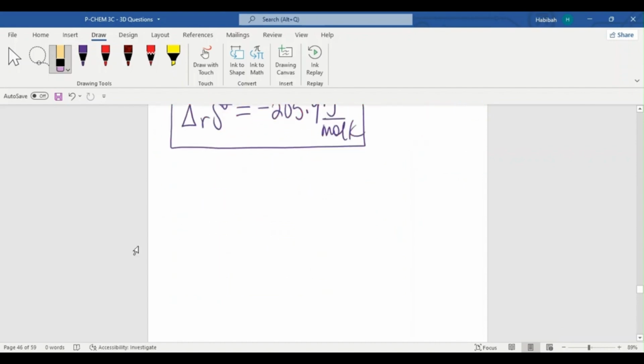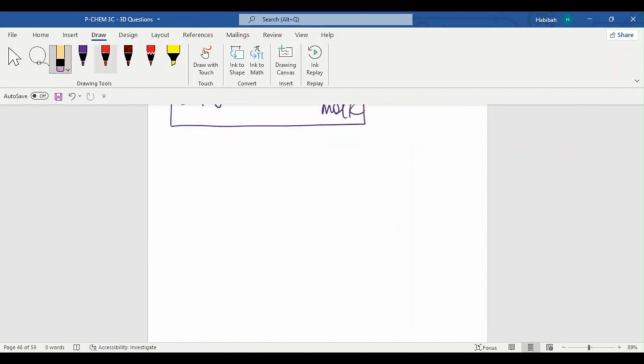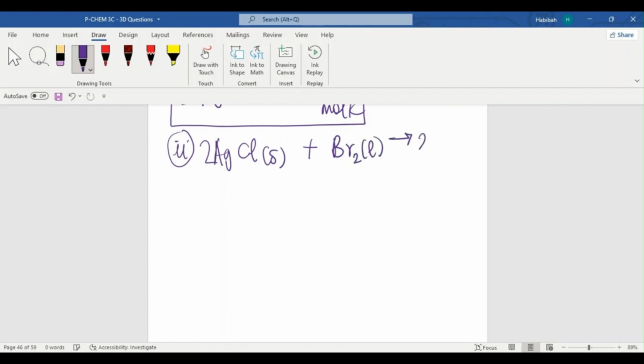The second question is the second reaction. Of course, the second reaction is simply 2AgCl solid plus bromine liquid will give you 2AgBr solid plus chlorine gas.